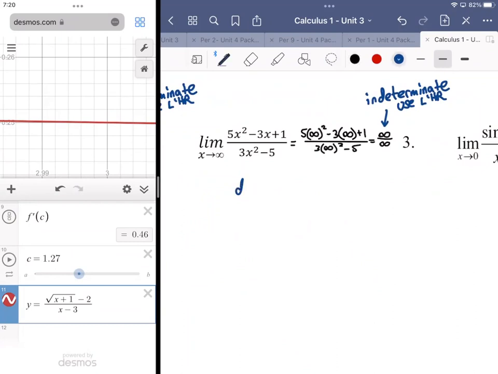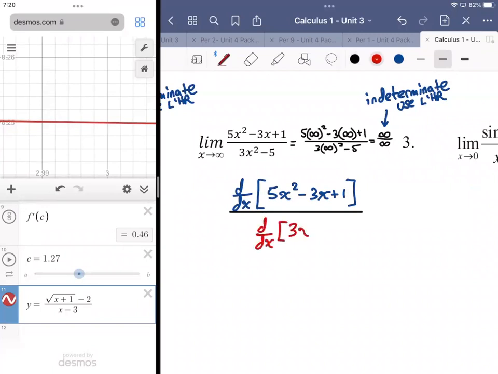And again, I'll show that intermediate step, even though it's not necessary for you to write. I'm going to find the derivative of 5x squared minus 3x plus 1. We're going to divide that by the derivative with respect to x of 3x squared minus 5. And then we're going to apply the limit to that.